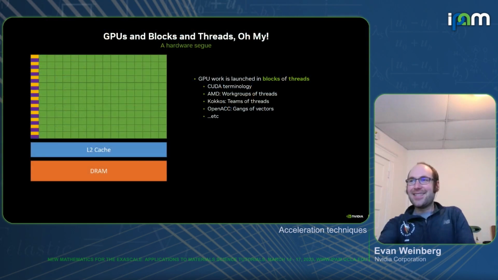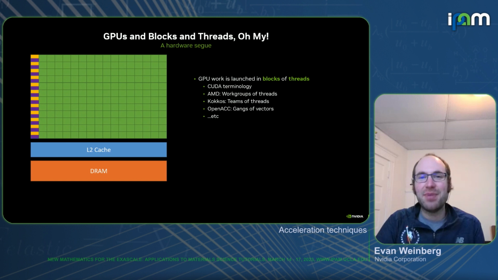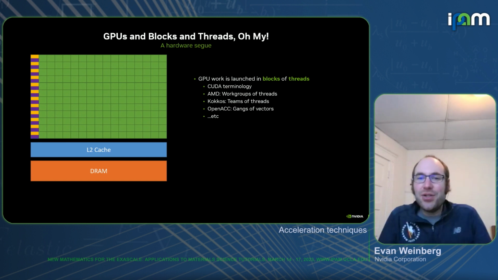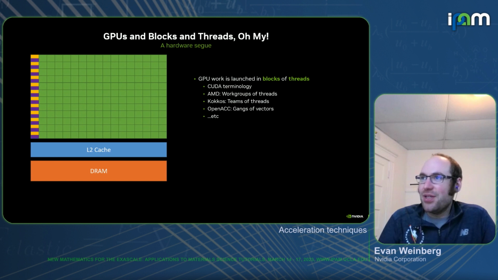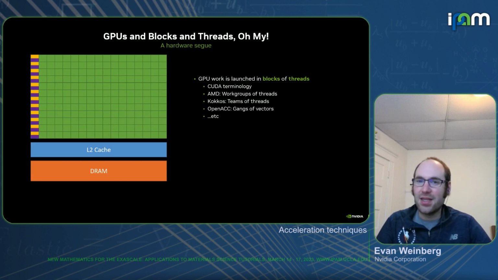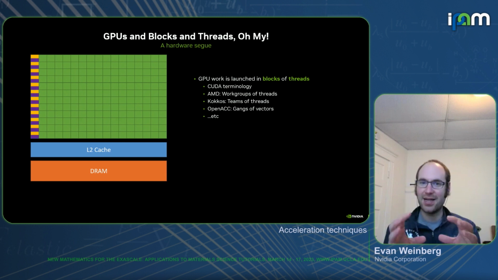Okay, so let's go back to talking about the GPU. GPUs and blocks and threads, oh my. So when you launch work on a GPU, this isn't like a CPU where your work is just going on in your single main thread or distributed over multiple threads on your CPU. GPU work is launched across multiple threads in units called blocks.